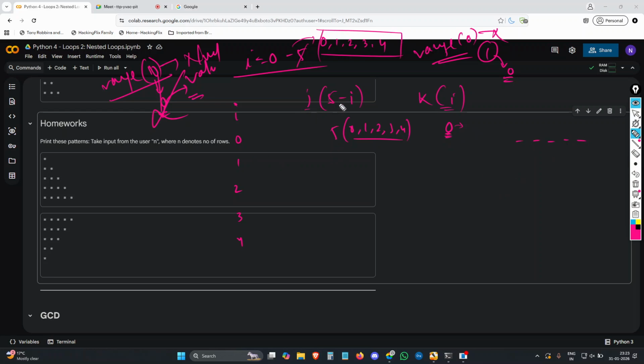It will become 5 minus I. That 5, it will become 1. It will become 4, so then it will print 4. Then it will become star. It will print 3. Then it will become 2. It will take 2. The pattern will become something like this. Is this the pattern that we wanted? No, right? Do you get the idea?